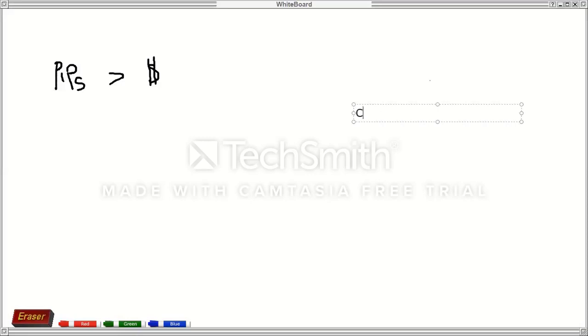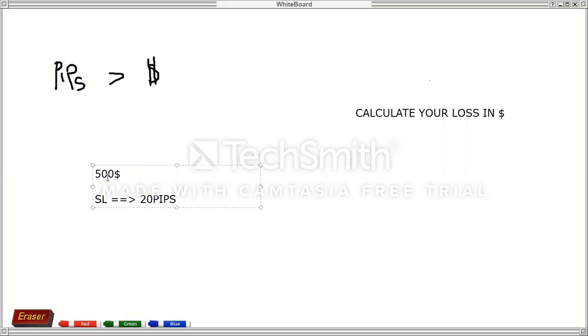Then the second thing is to calculate your loss in dollars. What do I mean? Calculate your loss in dollars. For instance, you have an account of $200 or $500. You want your SL to be 20 pips. Remember, we're not talking about TP, we're talking about SL. So what do I do in this case when I have a $500 account and my SL is 200 pips? What I do is I want to use a standard lot size.